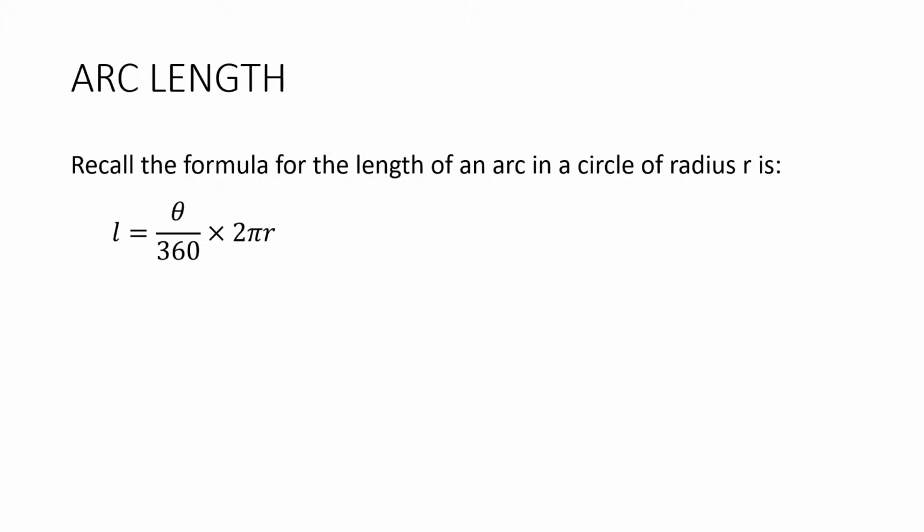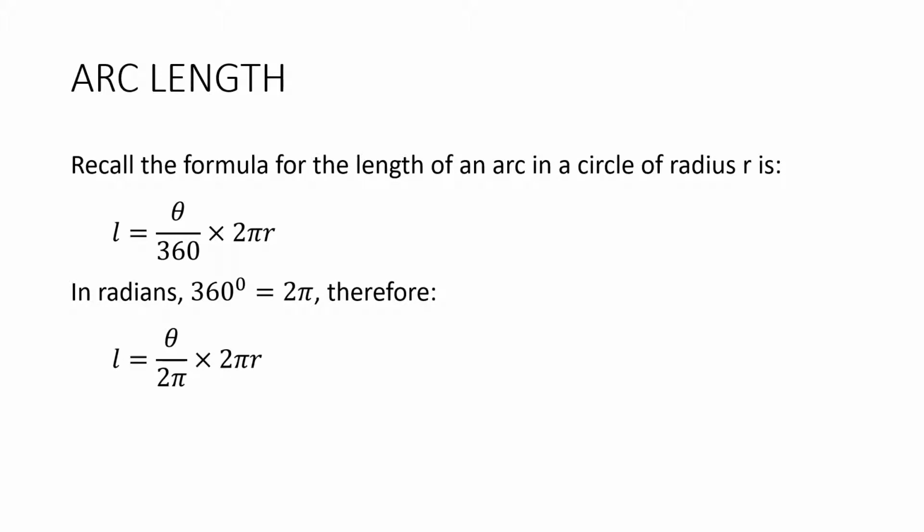Let's move on to arc length and the area of a sector. So recall that the formula for the length of an arc in a circle of radius r is theta on 360 times 2 pi r. So let's have a look where that came from. Here we've got the full circumference, and this is a proportion of the circumference. So it depends what the angle is that I want. Now we know a bit of this, don't we? We know that 360 degrees is 2 pi. So I can substitute that in there, and these two will cancel out.